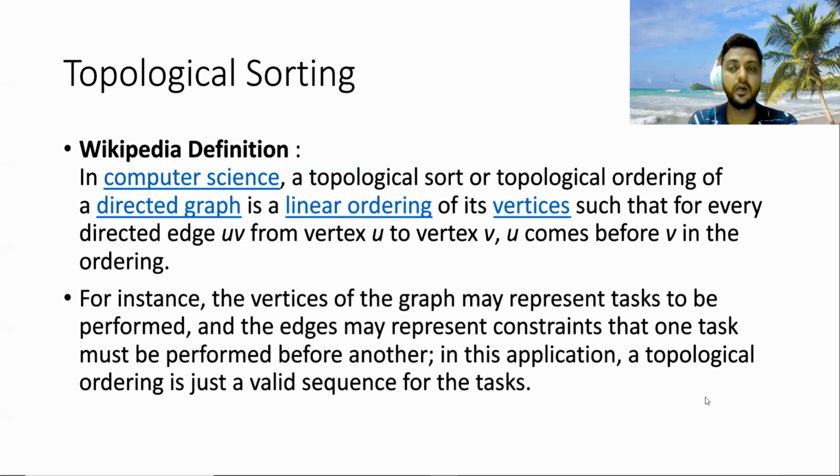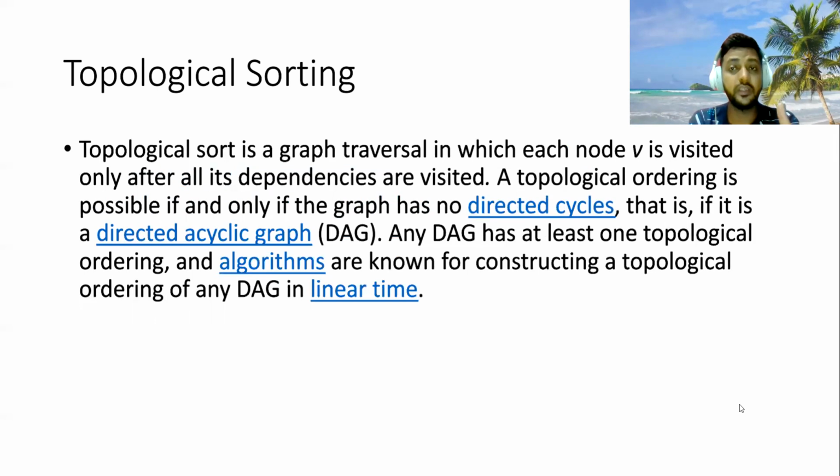Now, the next part is actually very important. Topological sort is a graph traversal, because here also we are traversing each node once, in which each node V is visited only after all its dependencies are visited. A topological ordering is possible if and only if the graph has no directed cycles. If your graph has cycles, you will never get your topological order. It will keep running because of the cycle. So the most important part is that your graph should not have directed cycles.